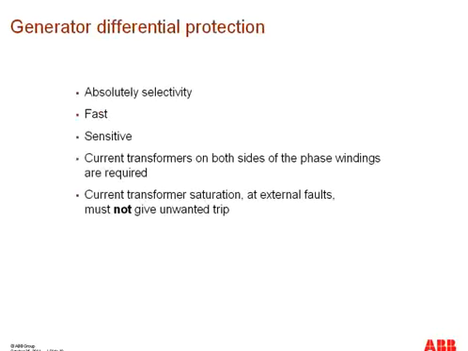Current transformers on both sides of the generator winding are normal practice, and while employing this generator differential protection, we must design the current transformer generator protection scheme in such a way as to take care of the current transformer saturation in the case of through faults, and it should not give an unwanted trip. So almost the same kind of requirements are there for generator differential protection as we have in any other differential protection scheme.